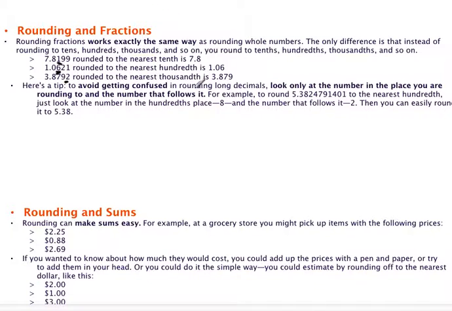It is rounded to this number right here. Okay. To avoid getting confused in rounding with long decimals, all you have to do is look in the place that you're rounding to and the number that follows it. For example, this super big number right here, you don't need to worry about all of them. If I'm rounding to the nearest hundredth, which the hundredth is the 8 right here, the only number that I really care about is what follows it.